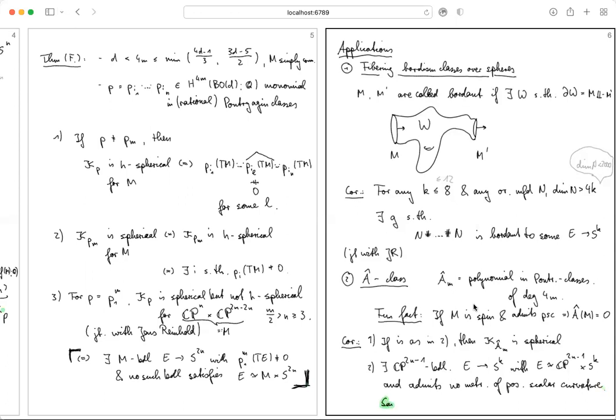And the same result is true for HP^n and P^2.